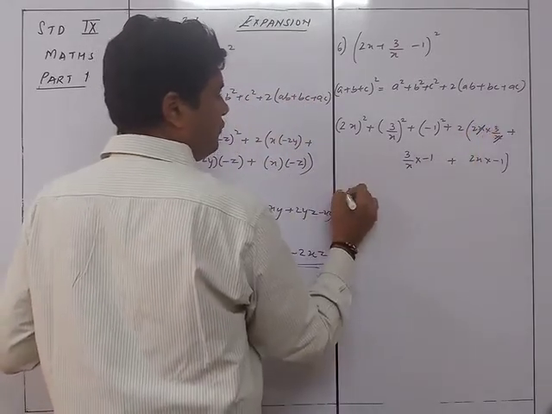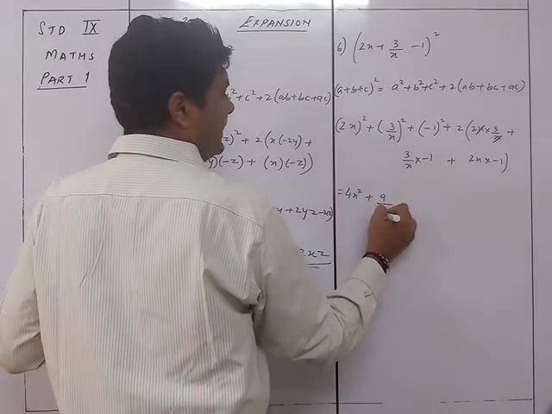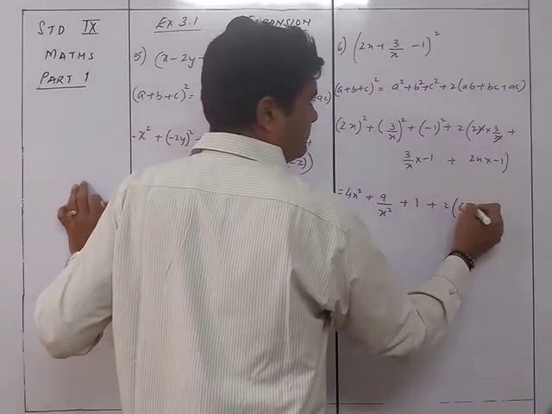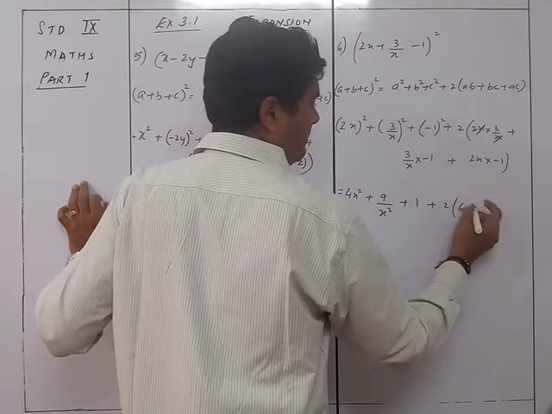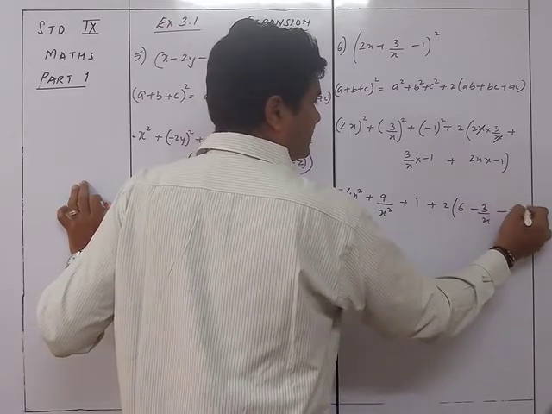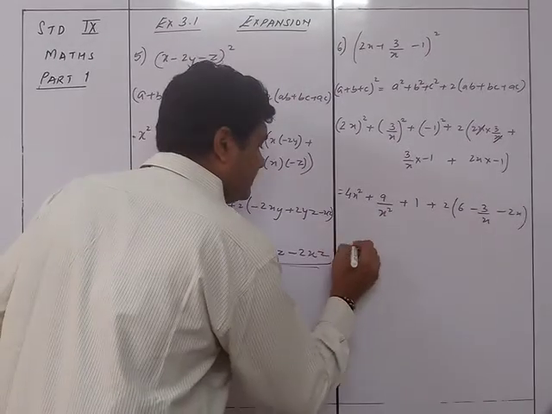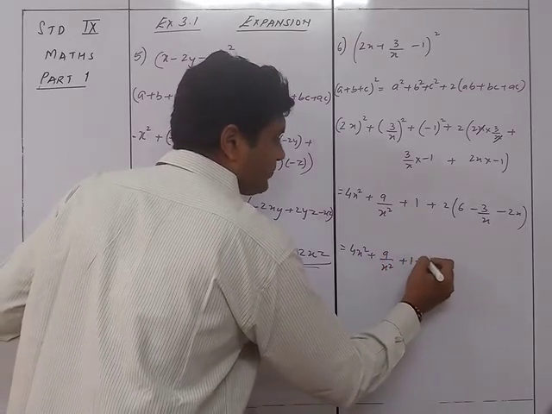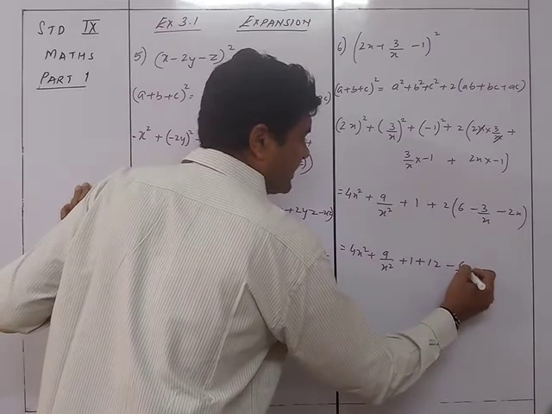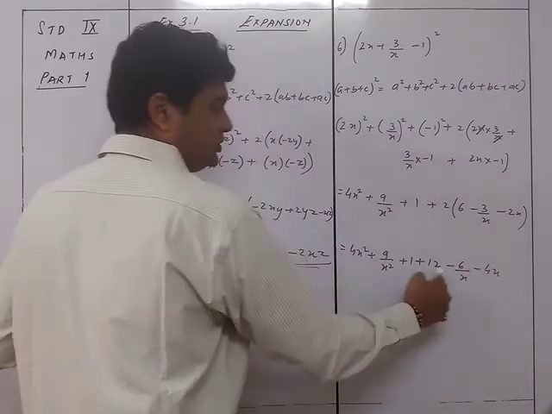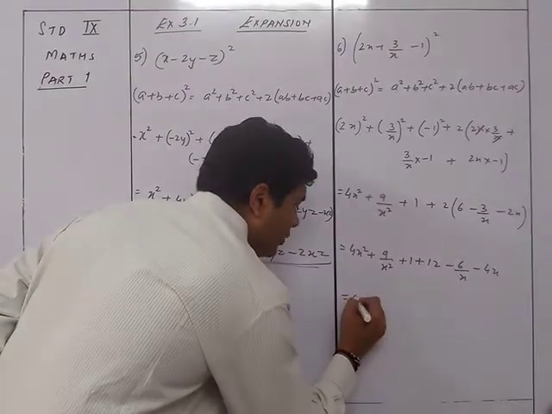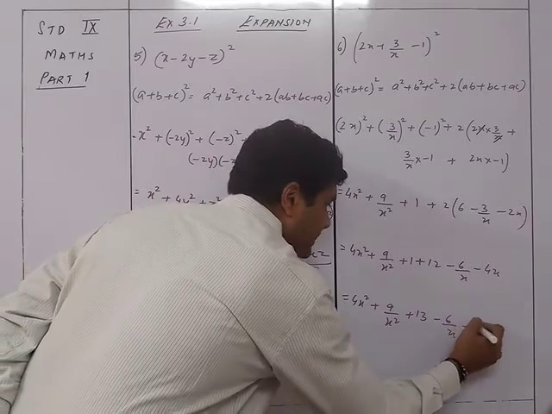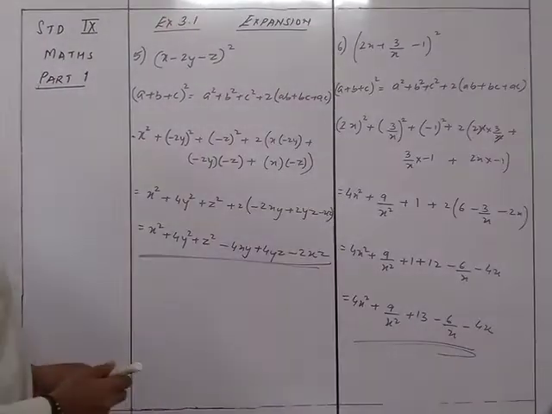So this will be equal to 4x square plus 9 upon x square plus 1 plus 2 into [6, sorry, it will be 6 minus 3 upon x minus 2x]. So accordingly the final answer will be 4x square plus 9 upon x square plus 1 plus 12 minus 6 upon x minus 4x. Now these two get added up. So the final answer will be 4x square plus 9 upon x square plus 13 minus 6 upon x minus 4x. So that's the answer for sum number 6.